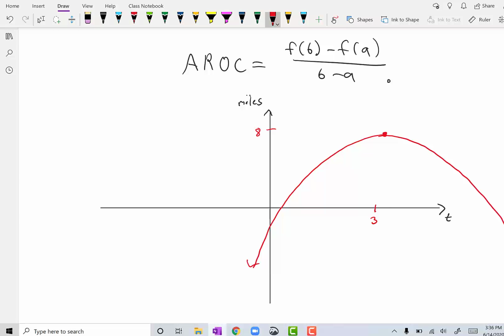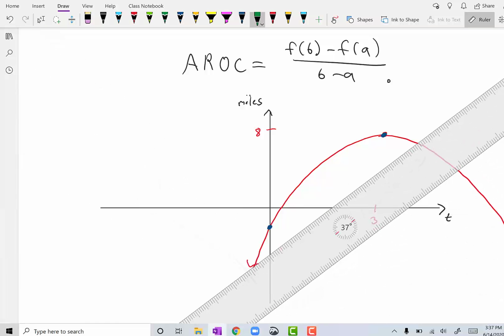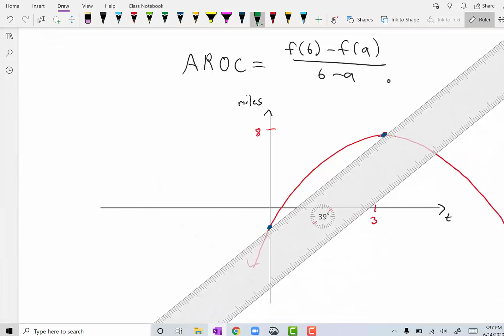Something like that. And then what we see, if we're trying to compute the average rate of change, is that at time 0, the car had some negative position because it's below the x-axis. And then at time 3, because we were looking at the interval from time 0 to 3, it had a position of 8 miles past whatever reference point was being used. So now in this picture, the thing that represents the average rate of change is the line that connects these 2 points.